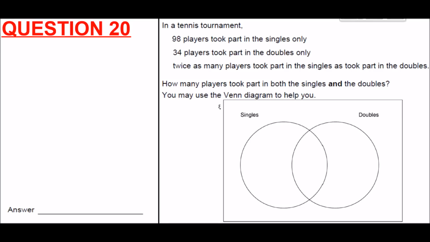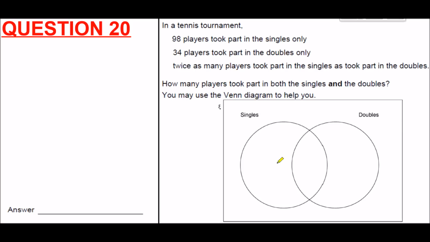Question 20, we have to look at this Venn diagram. So we're talking about a tennis tournament for this question. And we've been given a Venn diagram to help us. So it says 98 players took part in the singles only, 34 players took part in the doubles only, and we're told that twice as many players took part in the singles as took part in the doubles.